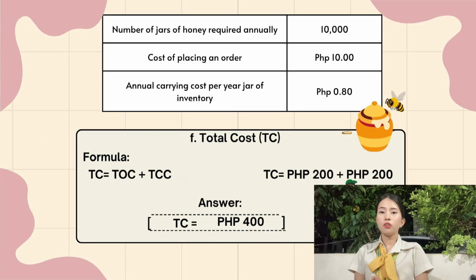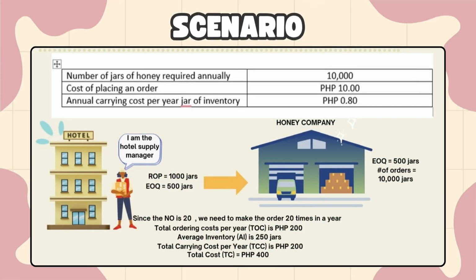Lastly, we have our total cost or TC, which has the formula of TOC plus TCC. TC equals 200 pesos plus 200 pesos, which equals 400 pesos.